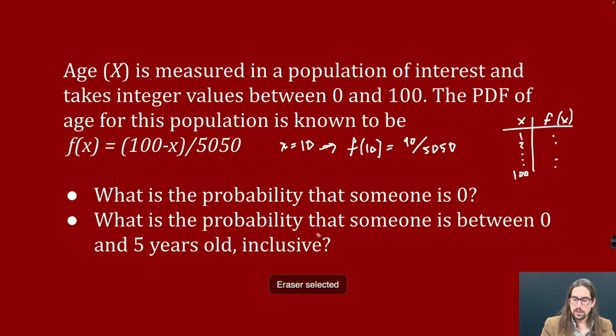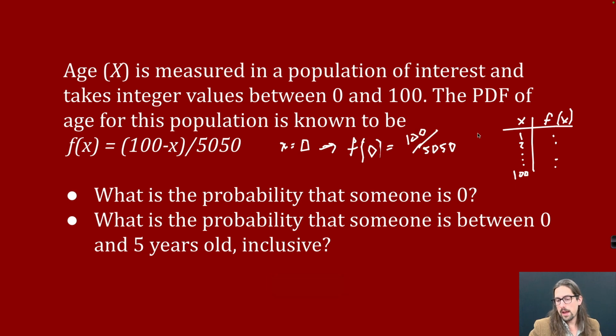Okay, so the first one is easy because I basically already just showed you how to do that. I'm just asking about the case where x is 0. So I'm just telling you compute f of 0. And that is exactly 100 over that. So if you want to simplify it, you can, 100 over 5,050, or you can divide that by 50. It's 2 over 101, I think, as well. Okay, so yeah, roughly one out of 50 people hasn't turned 1 yet in this population, is what that says.